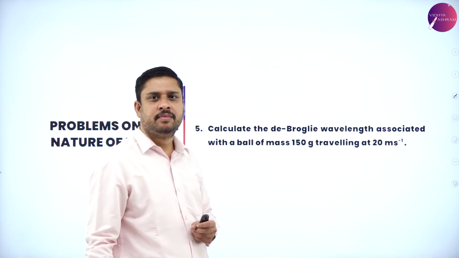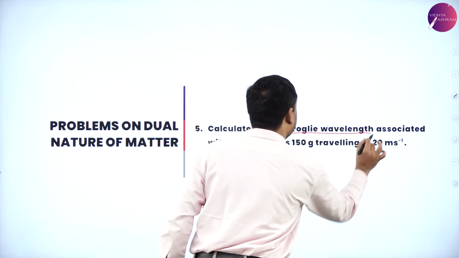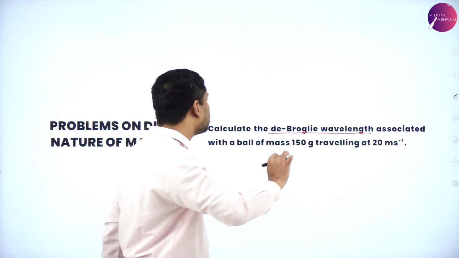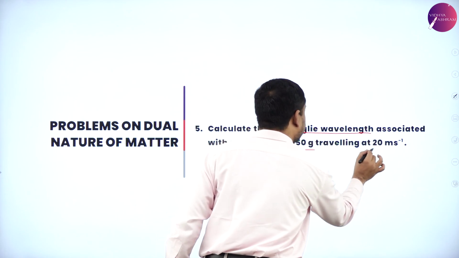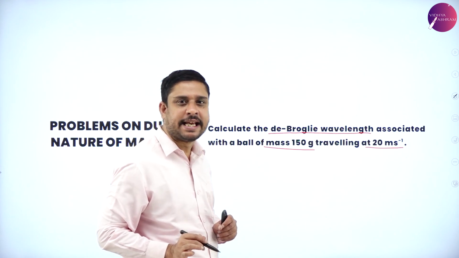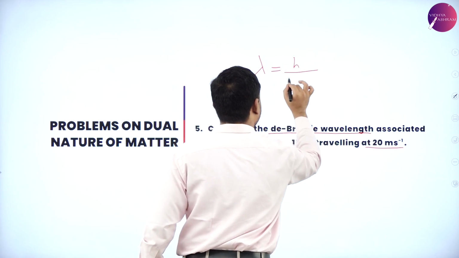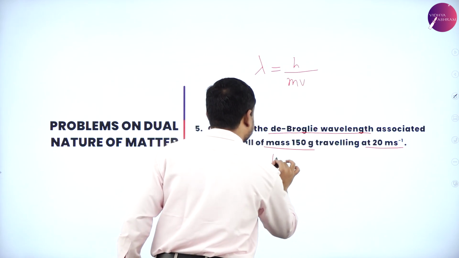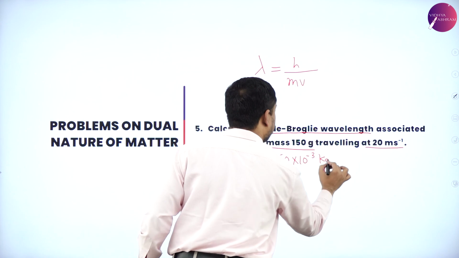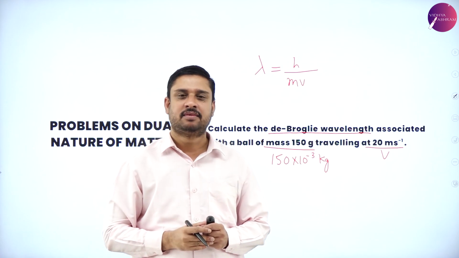The same way, an assignment for you all. Again, to calculate de Broglie wavelength, a ball has mass 150 grams. 20 meter per second is the velocity. Again, lambda is h by mv. Now this is 150 into 10 power minus 3 kg. Velocity is so much. Substitute, you arrive at the answer.